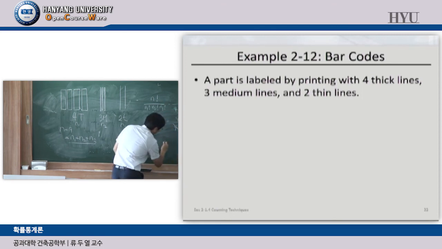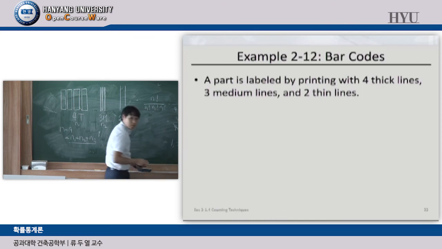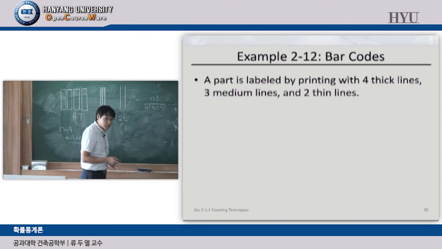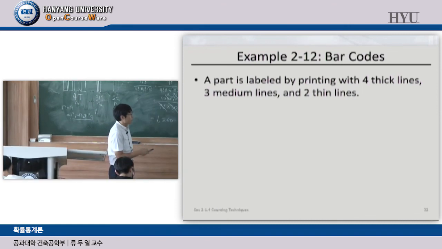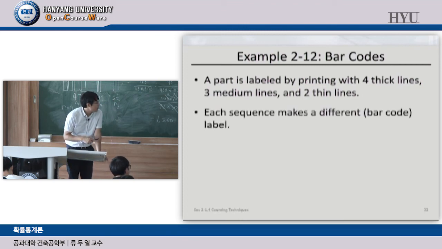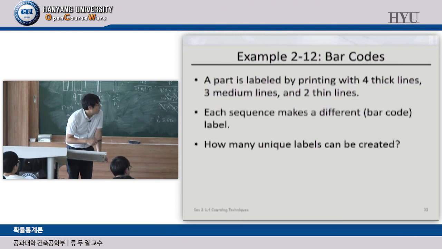So the total number will be 1,216. So by using 4 of the same thin lines, 3 medium lines, and 2 thin lines, we can have 1,260 different barcodes. So it is very effective to be used in the market. So this is about the permutations of the same object.